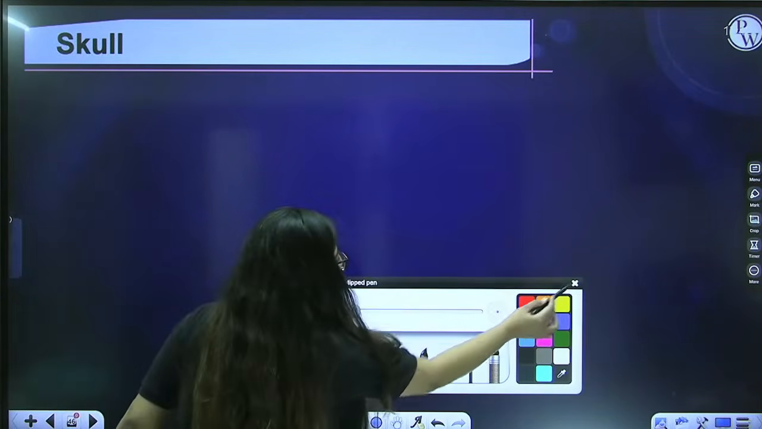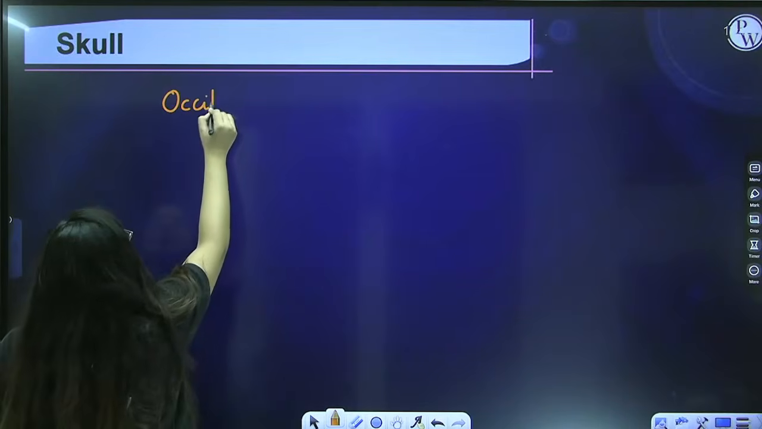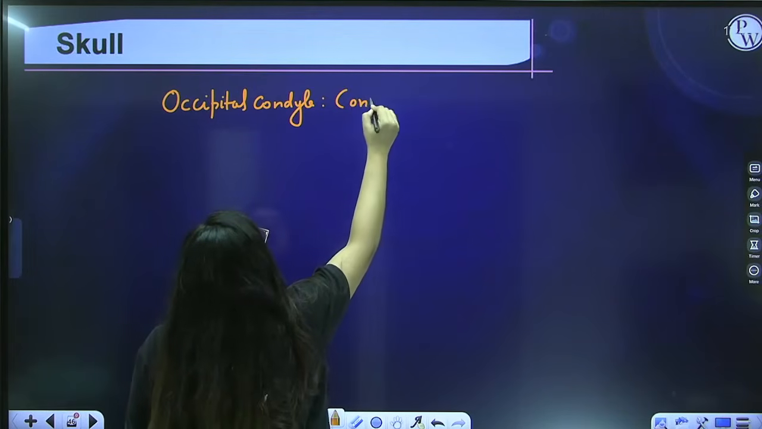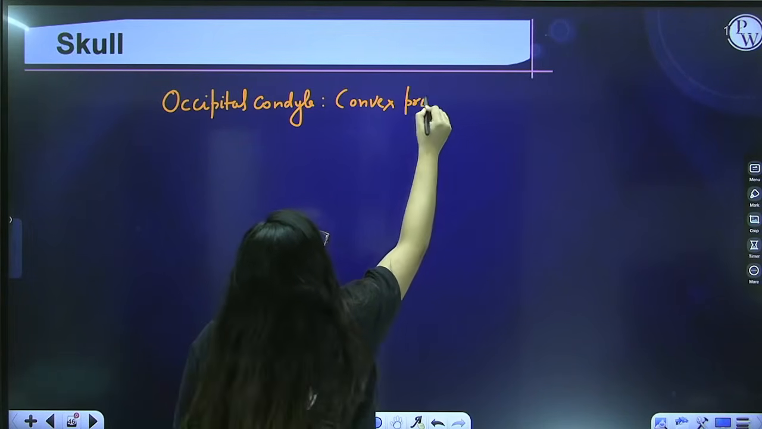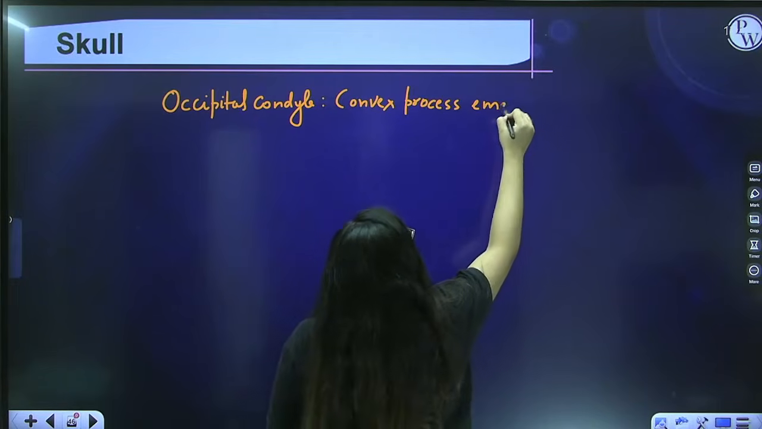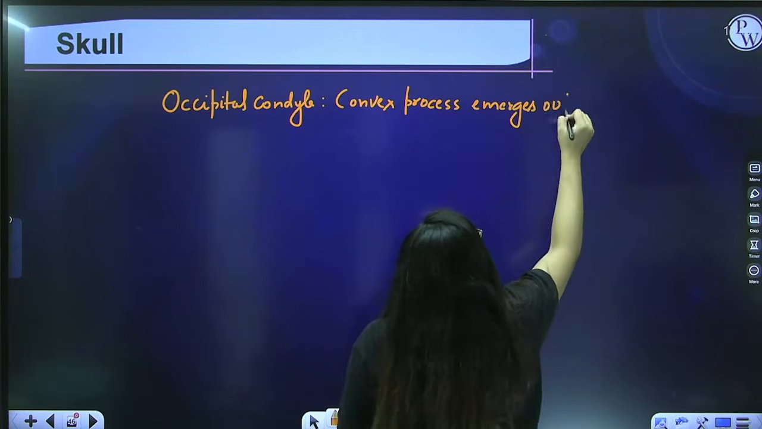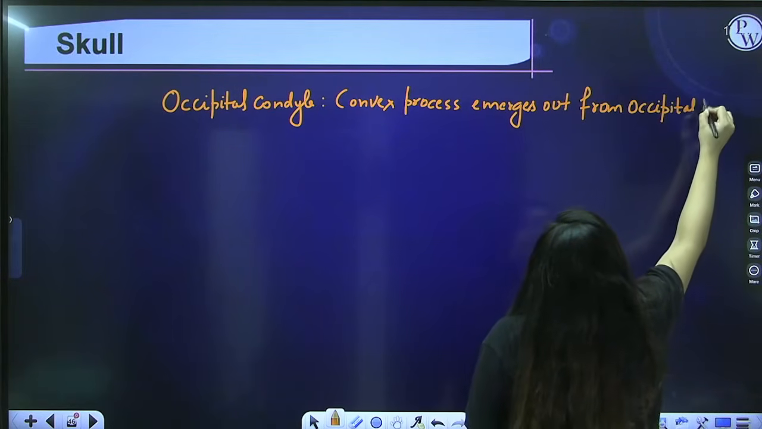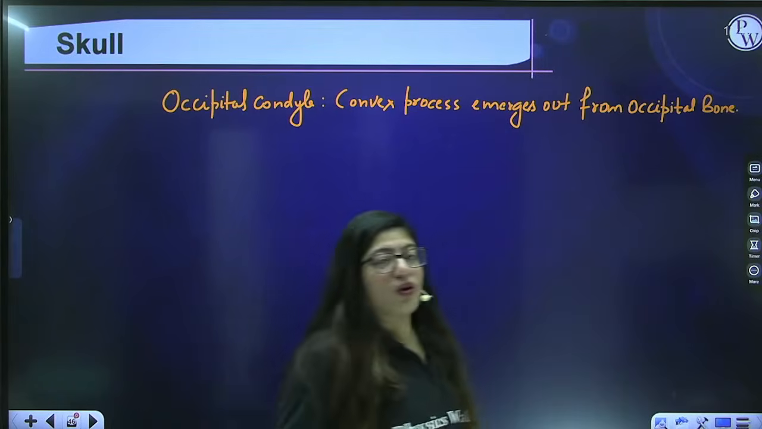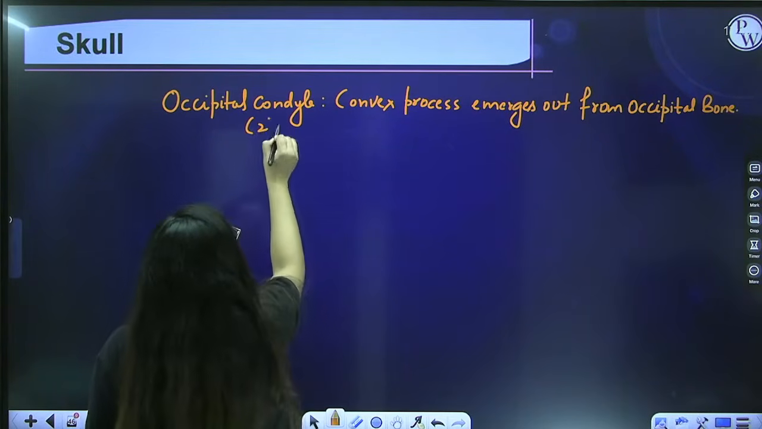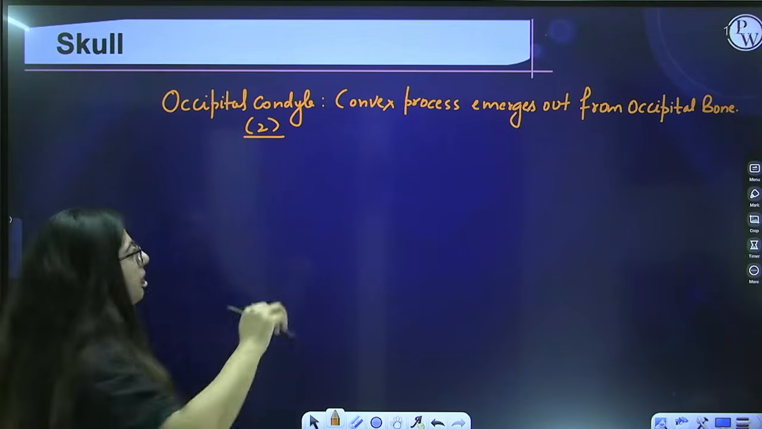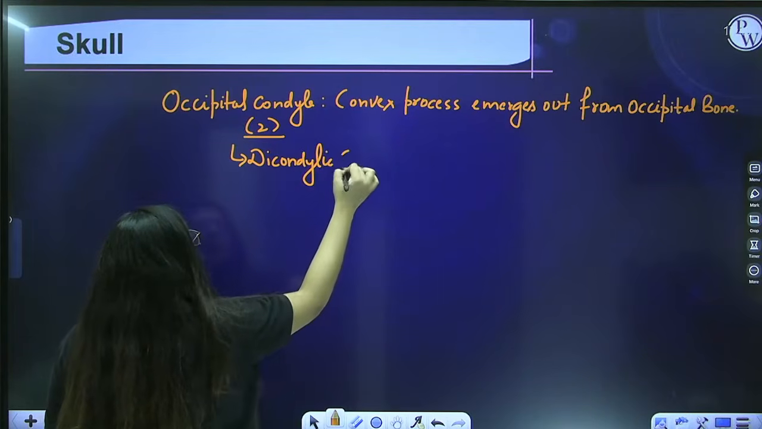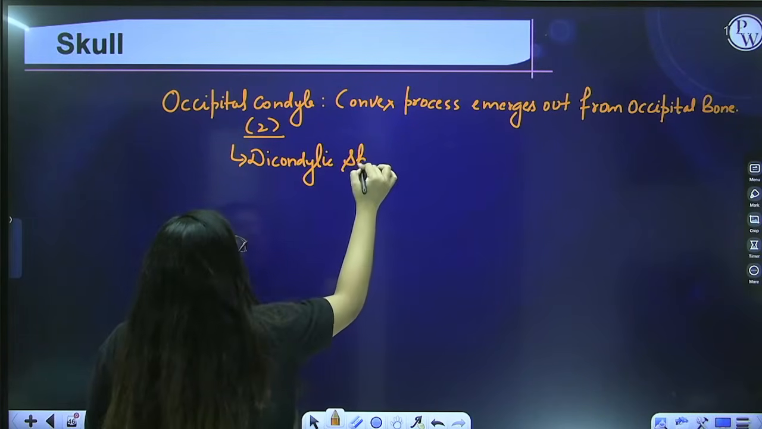occipital condyles and foramen magnum. First of all, we'll talk about occipital condyles. What are occipital condyles? These are convex processes or spine-like processes that emerge out from the occipital bone. Since we say occipital condyles, that means they are 2 in number. Any skull which has 2 occipital condyles, you call it a dicondylic skull.